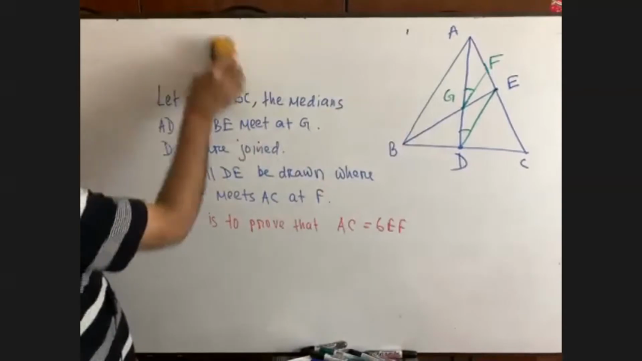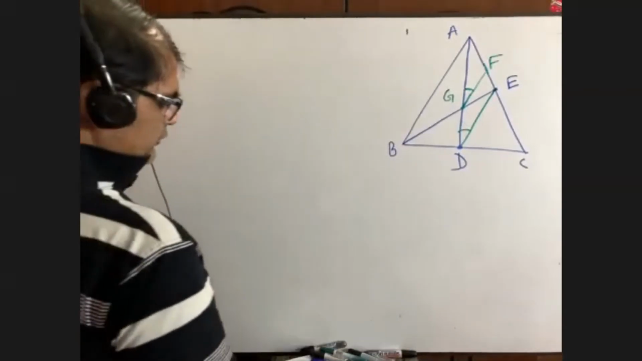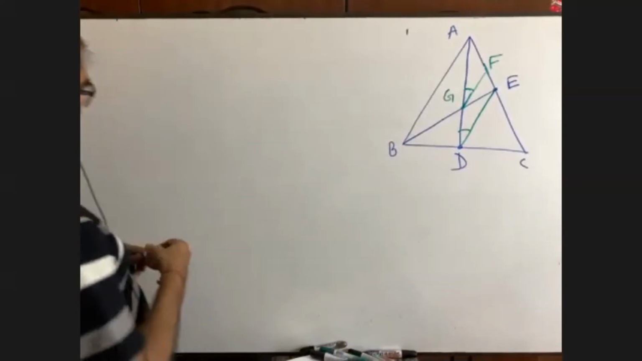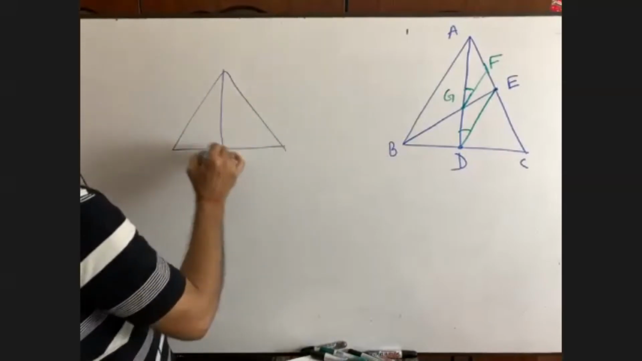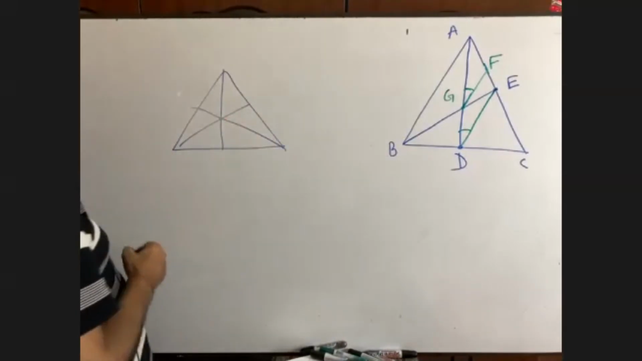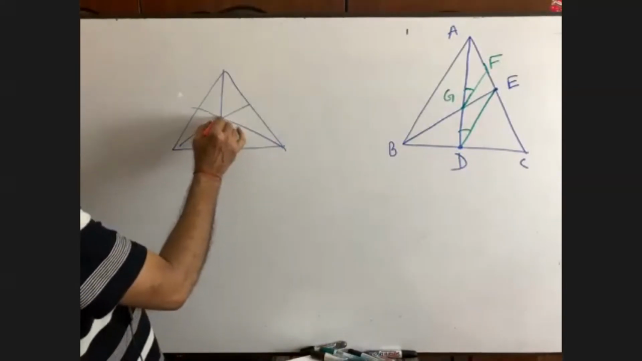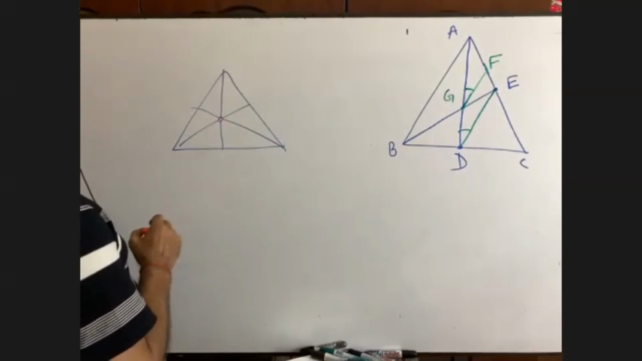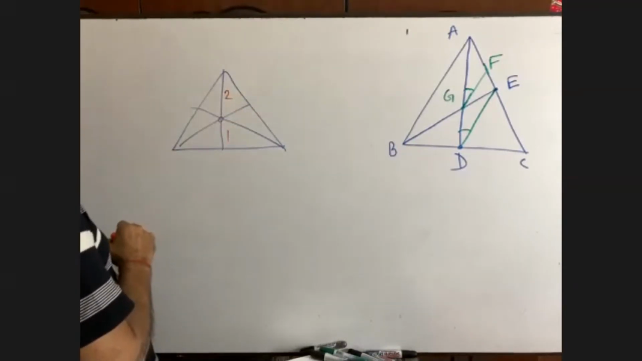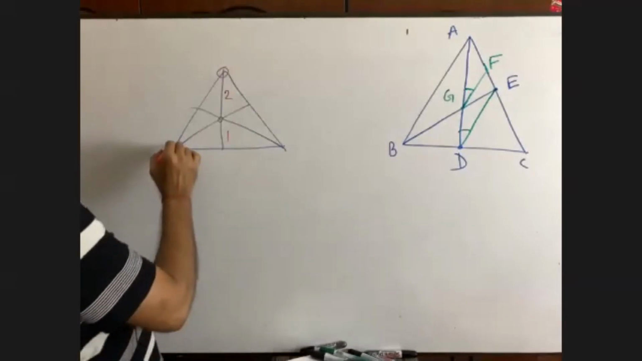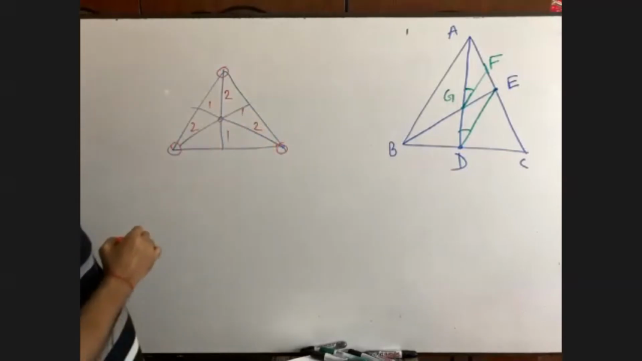Now proof. Before going to proof, at least we should know something. Number one, please try to understand. Suppose these three are the medians and it is the centroid where the medians meet. And the centroid divides the median in the ratio of 2:1. From the vertex, it is 2, it is 1. Okay?